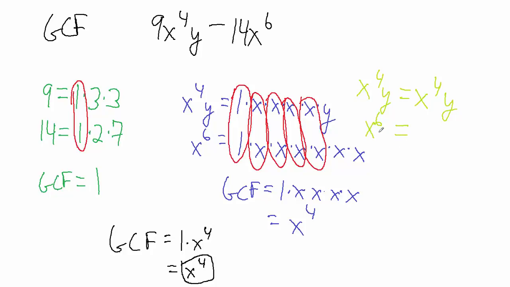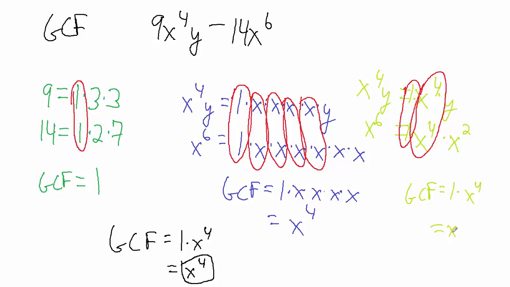And then what we could do down here is say x to the sixth is x to the fourth times x squared. Okay? And we should also put our 1's in there just to be thorough. So x to the fourth times y is 1 times x to the fourth times y. And x to the sixth is 1 times x to the fourth times x squared. Now, why are we doing that? Well, notice now we can just immediately say, okay, they have a factor of 1 in common, and they have a factor of x to the fourth in common. So then the GCF is 1 times x to the fourth, which is just x to the fourth.